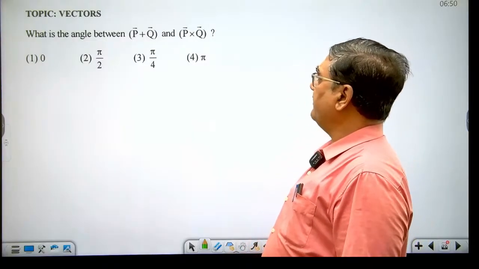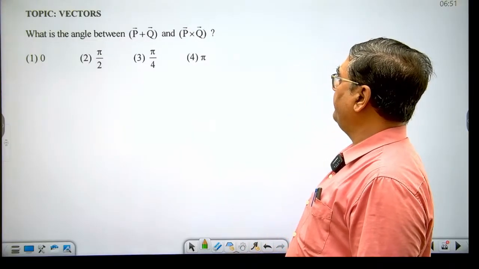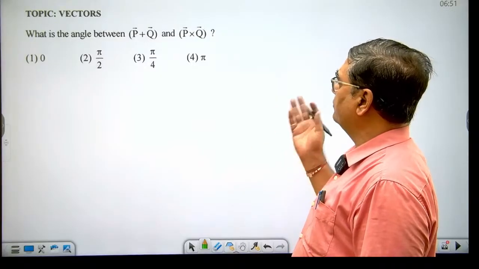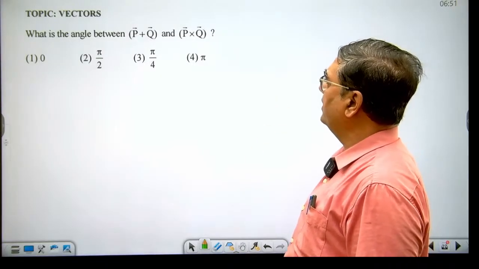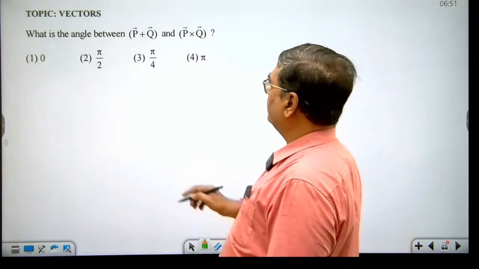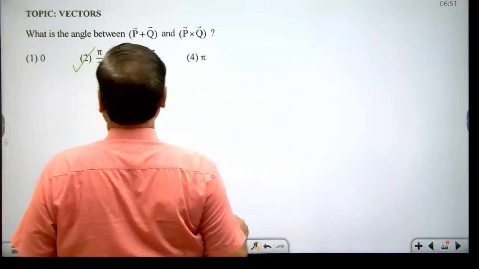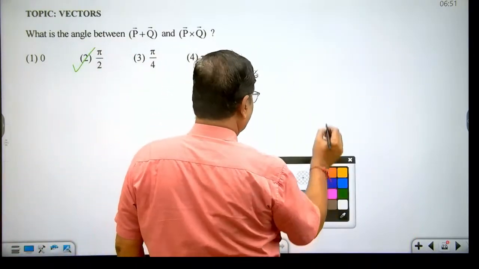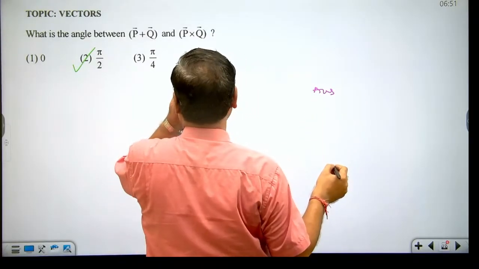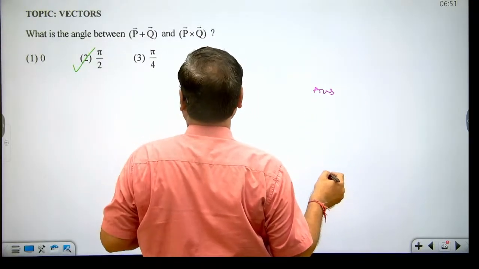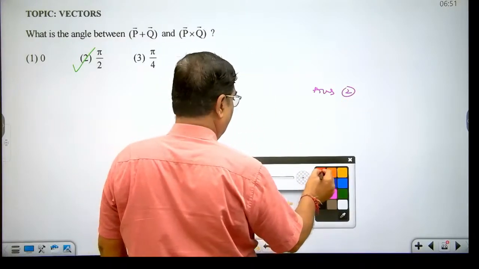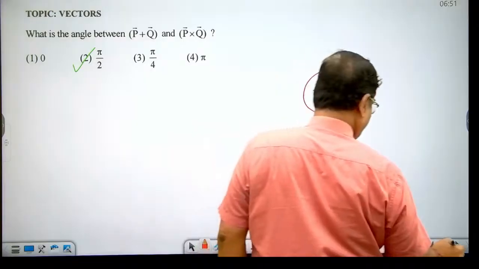What is the angle between P vector plus Q vector and P cross Q? P plus Q vector will be in the same plane of P and Q, and P cross Q direction will be perpendicular to both P and Q, the plane of P and Q, okay? So the angle is 90 degrees. So out of 4 choices, the correct choice is: in cross product, the direction of P cross Q will be perpendicular to the plane of both vector P as well as vector Q. So the answer is option 2.